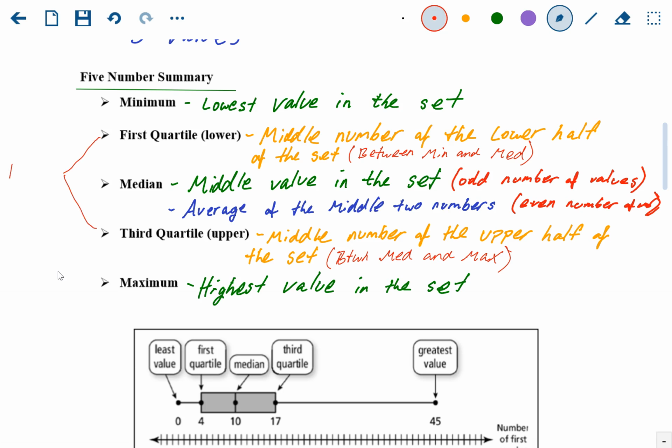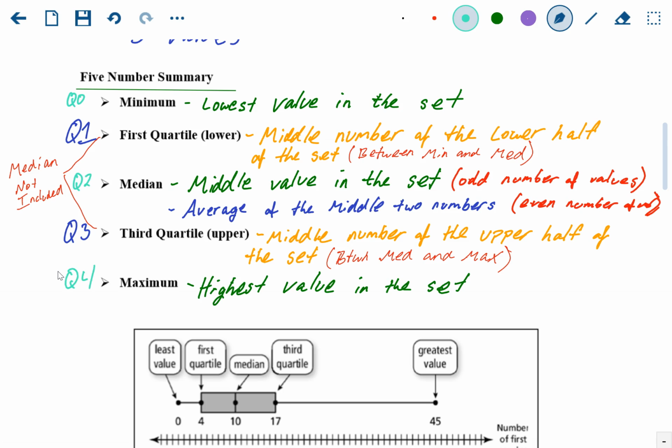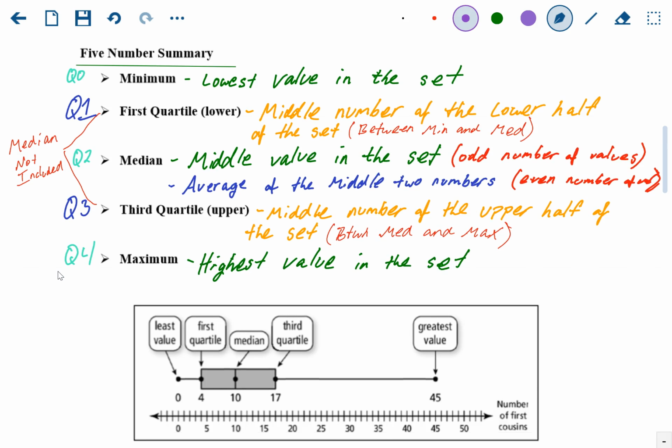When you're finding the first quartile and the third quartile, you do not include the median, because your median might not even be part of the set itself. The first quartile and third quartile are often labeled Q1 and Q3. Technically, the minimum is Q0, the median is Q2, and the maximum is Q4, but you rarely see that. Usually we just do min, med, max, and then Q1 and Q3.